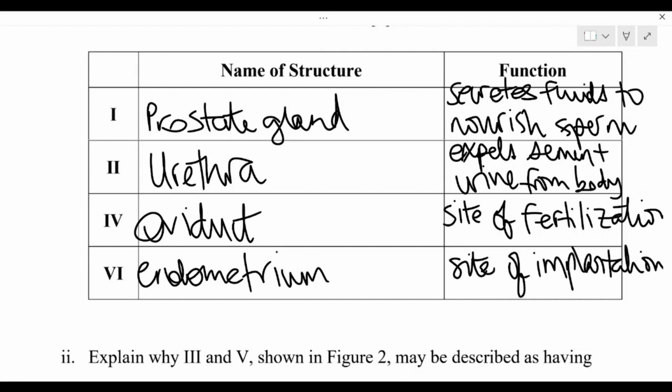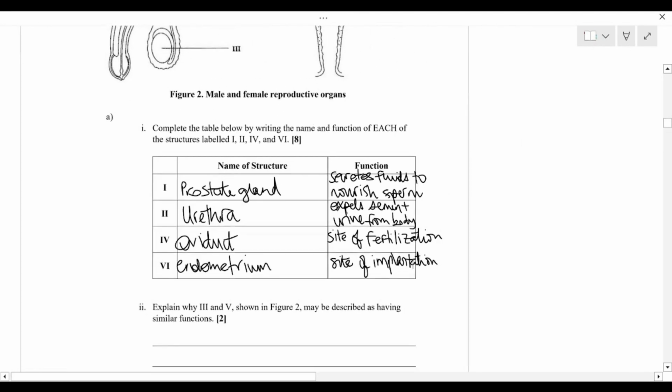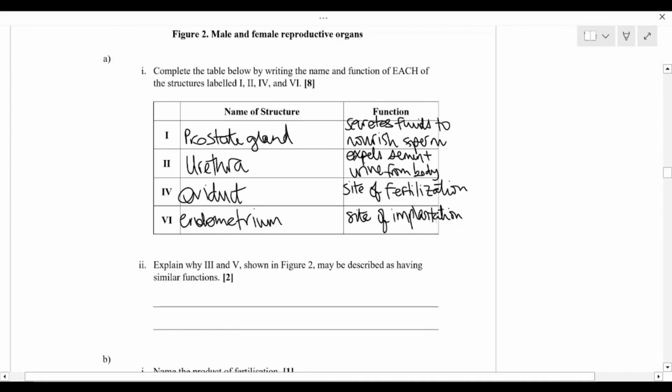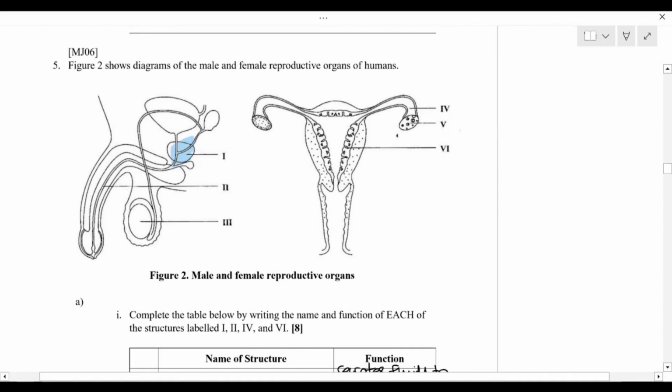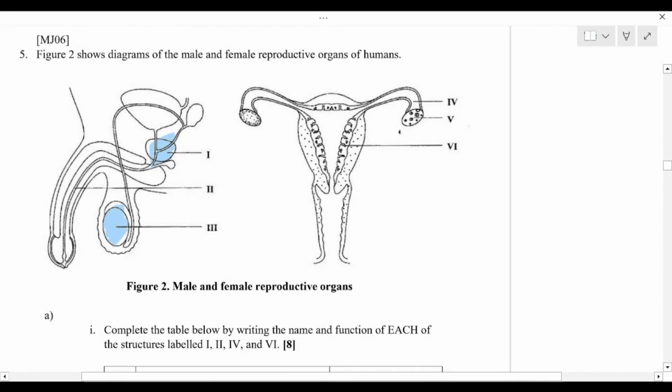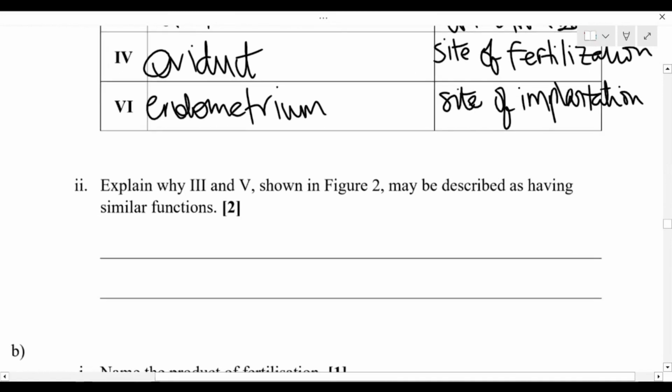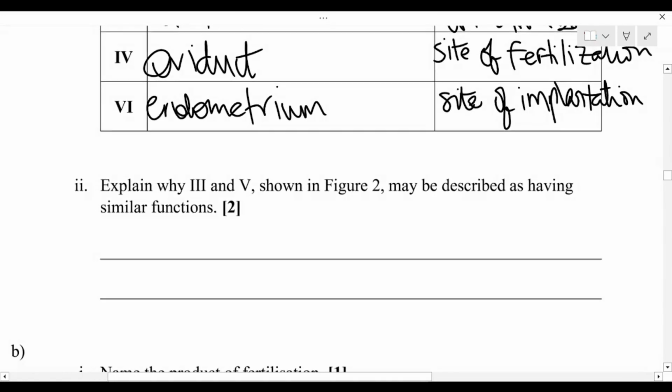Part 2: Explain why 3 and 5, shown in figure 2, may be described as having similar functions. 3 is a testis, and 5 is the ovary. Now you should then realize that 3 produces the male gamete and 5 produces the female gamete. Now the name given to those organs that produce the gametes is gonads. So 3 is the male gonad and 5 is the female gonad.